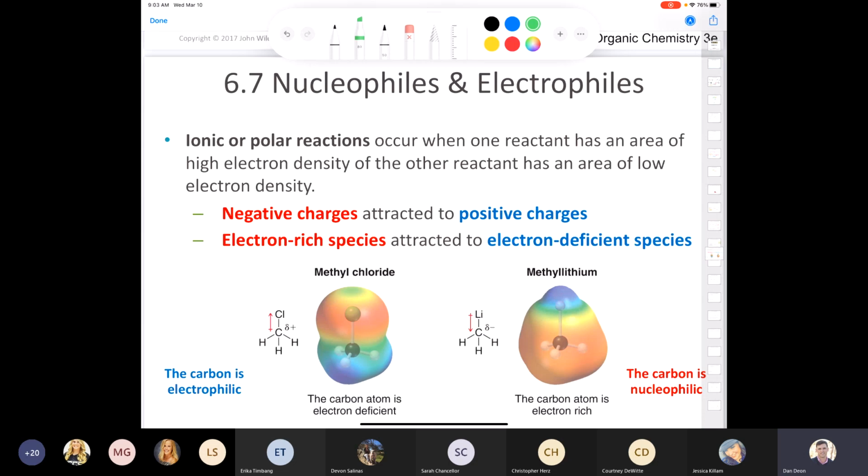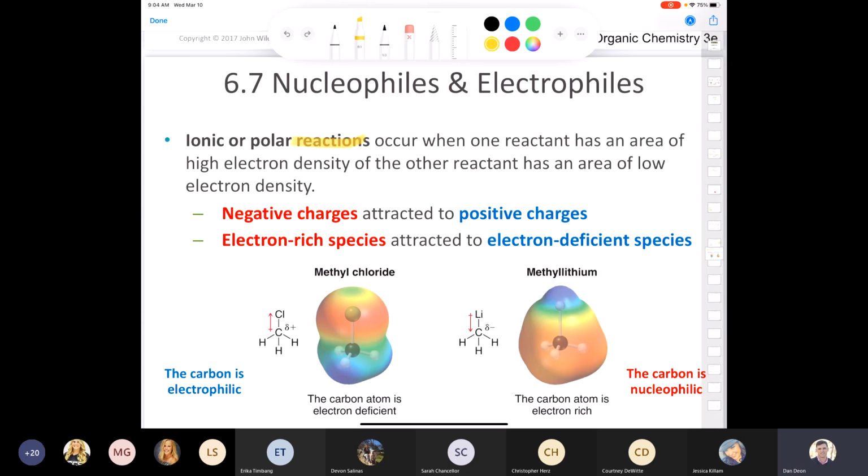So ionic or polar reactions, and this is where the class is going to get interesting, because now we're going to start talking about reactions a lot. When does a reaction occur? An ionic or polar reaction occurs when one reactant has an area of high electron density and the other one's got an area of low electron density. What if you look at these two molecules down here? You got methyl chloride and methyl lithium, right?